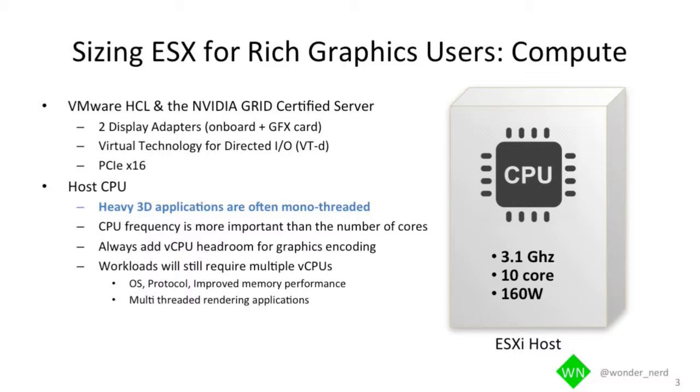CPU constraints that you need to pay attention to. The CPU constraints, typically you'll find that you're going to need a higher clock speed as opposed to more cores, because most graphically intensive applications are not multi-threaded applications. So you want to pay attention to that. You also want to realize that you're going to need multiple virtual CPUs for those virtual machines. That's going to make it easier for the environment to cope and for your virtual machines to run at the performance they need.